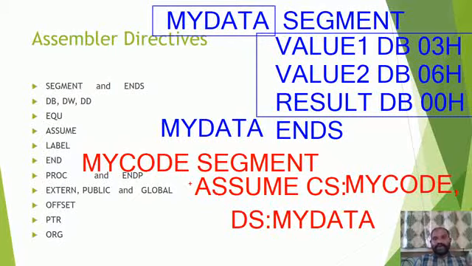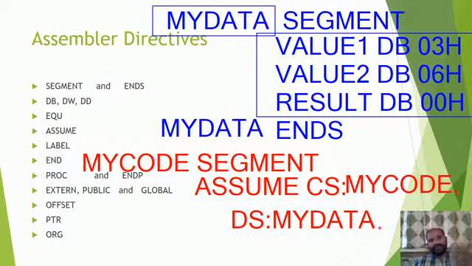Okay now. In order to inform that information, we are using the ASSUME directive. With the help of the ASSUME directive, we are asking the macro assembler which logical segment should be treated as a code segment and which logical segment should be treated as a data segment. If you have the extra segment, you are supposed to use a comma and ES colon my extra, like that.